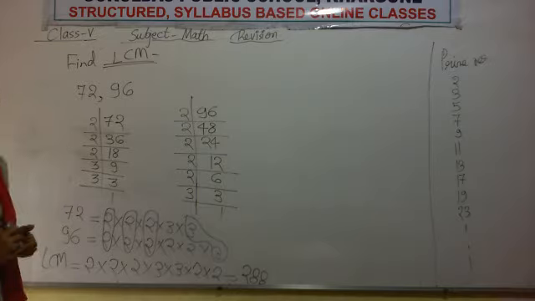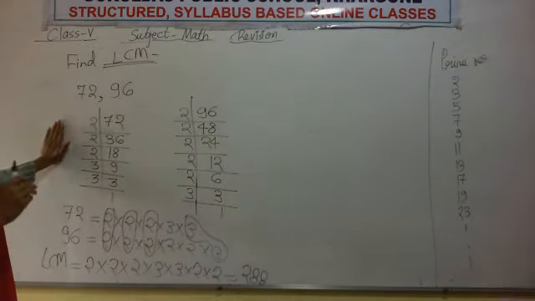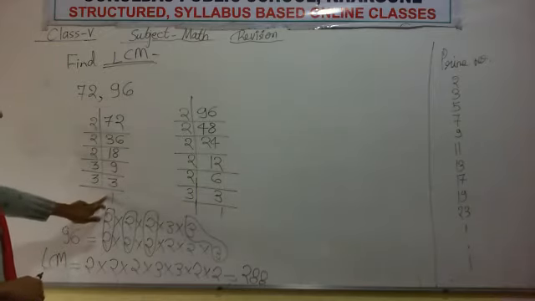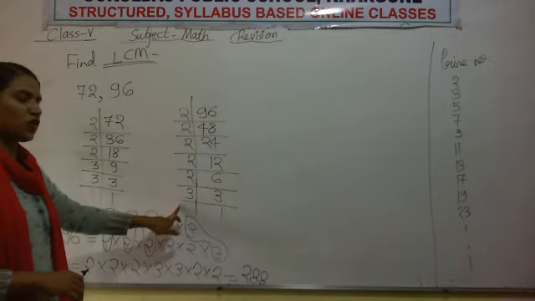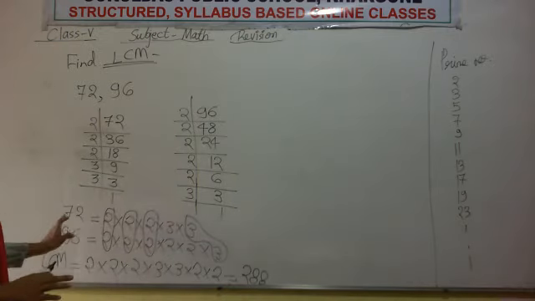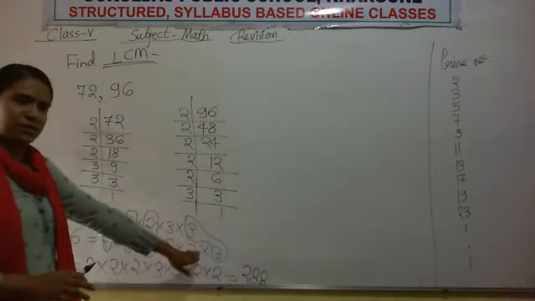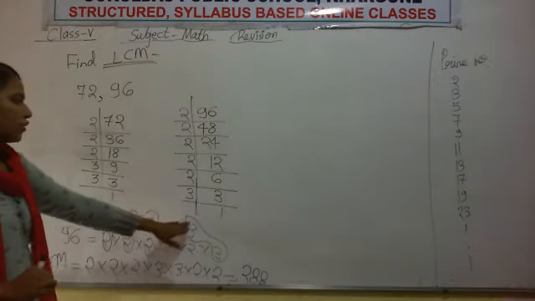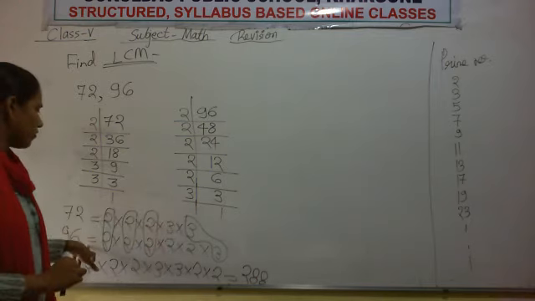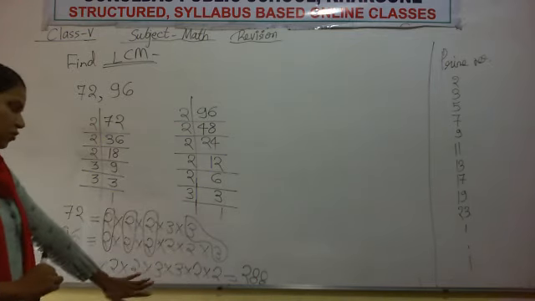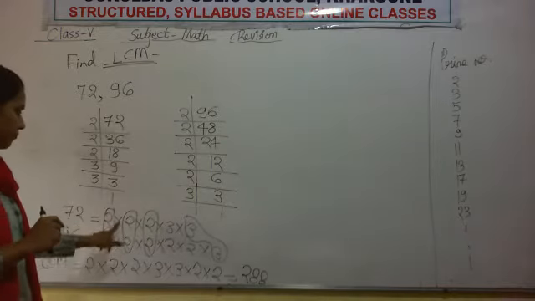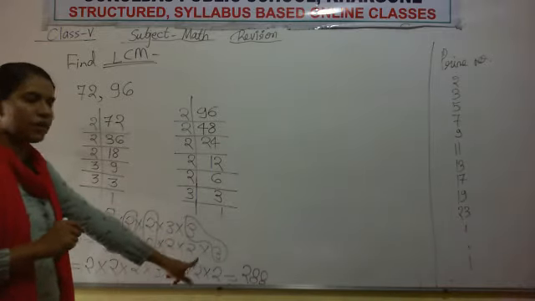Okay. One more time I am explaining how we find LCM. It is the prime factorization method. First of all we find the factors of 72 and then we find the factors of 96. Then we write all the factors in rows. We write the factors for 72 and we write the factors of 96. Then we make the groups of common ones.